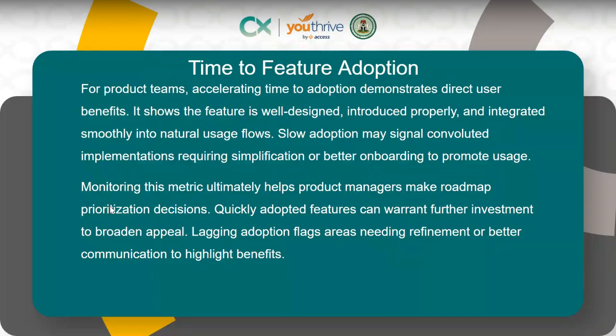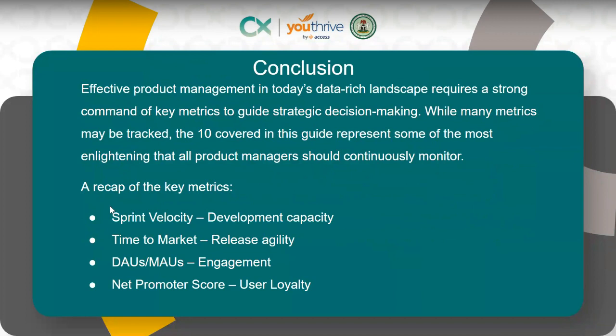So if you see a product where the adoption rate is high, you might want to improve on the UI and other things to make it more appealing for users. All right, or UX as well. Lagging adoption flags areas needing refinement or better communication to highlight the benefits. All right, so in conclusion, effective product management in today's data-rich landscape requires a strong command of key metrics to guide strategic decision making. While many metrics may be tracked, these 10 that we've covered represent the most highlighted ones that all product managers should continue to monitor. All right, so just a quick recap, guys.